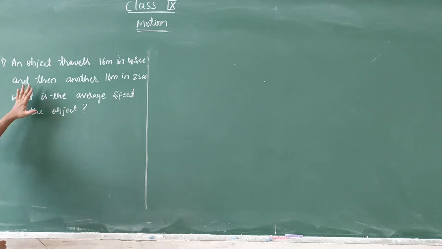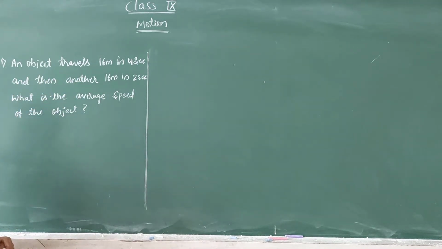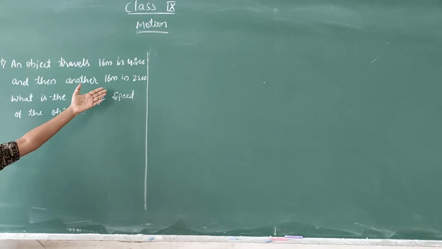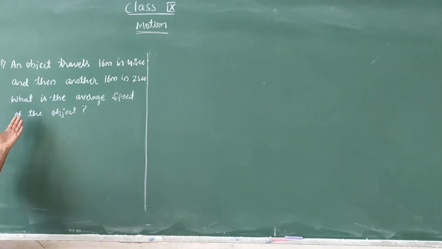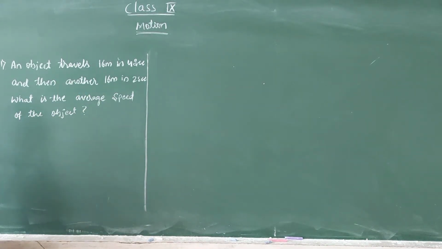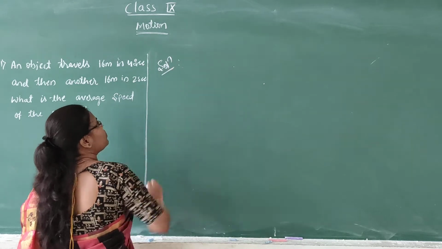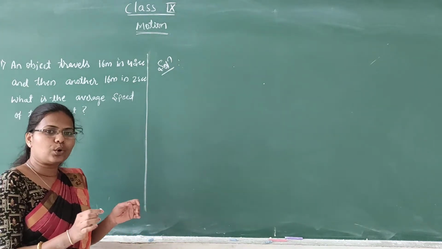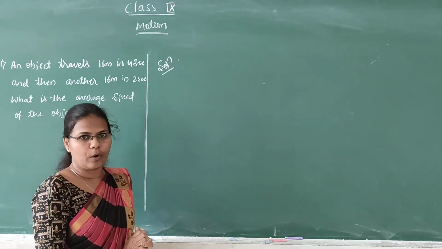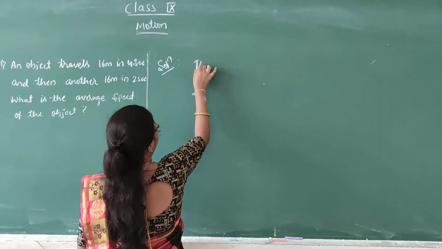So the meaning is, an object travels 16 meters in 4 seconds. After that, it again travels 16 meters in 2 seconds. Then we have to calculate the average speed of the object. So first, the solution. First we have to calculate the total distance traveled by the object.